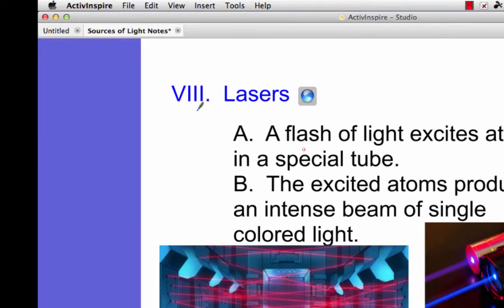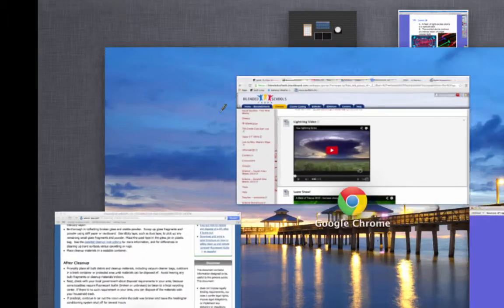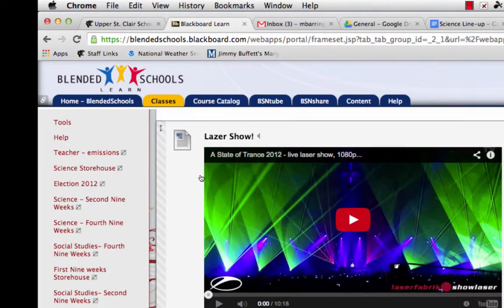Now, it depends on the atom for whatever color light that you get. Okay, so if you want to see blue, then you need a specific type of atom. If you want to see green, you need a specific type of atom. And scientists have begun to change and mix those different atoms to get different colors. But it's an extremely intense beam of colored light. And again, if you go on to Blended Schools, you can watch a laser show. Now, it's a little bit lengthy of a video, 10 minutes long, but some of the scenes in there are really cool with the music and the lights.